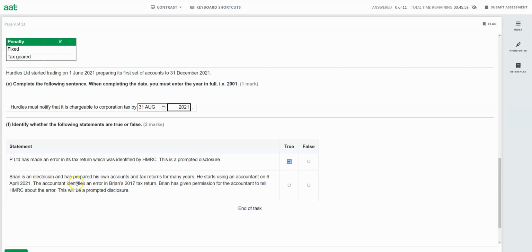Brian is an electrician and has prepared his own accounts and tax return for many years. He started using an accountant on 6th April 2021. The accountant identified an error in Brian's 2017 tax return. Brian has given permission for the accountant to tell HMRC about the error. This will be a prompt disclosure. That's not true. That's false. Because the accountant found the error and Brian gave the permission to the accountant to tell the HMRC. So still Brian is the person telling the HMRC. It's not HMRC finding it by themselves. For that reason, it is unprompted, not prompt disclosure.